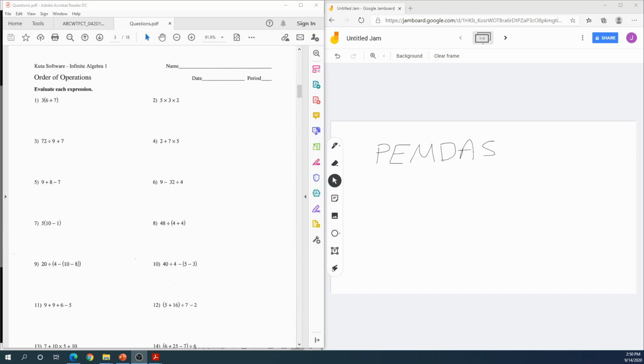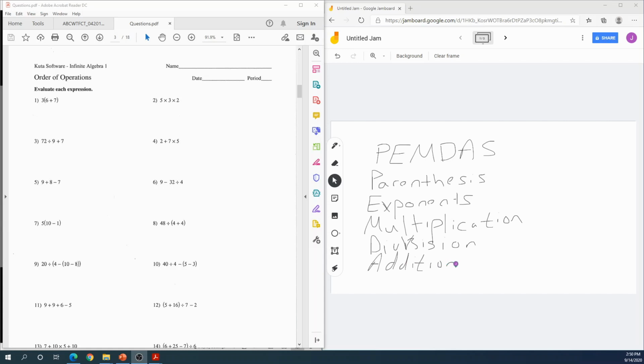Which stands for parentheses, exponents, multiplication, division, if I can write here, guys, bear with me, addition, and subtraction.